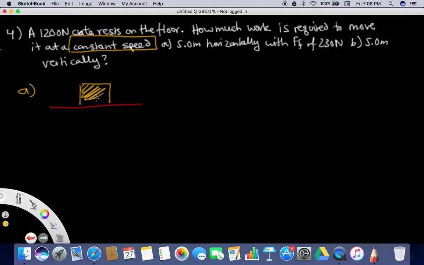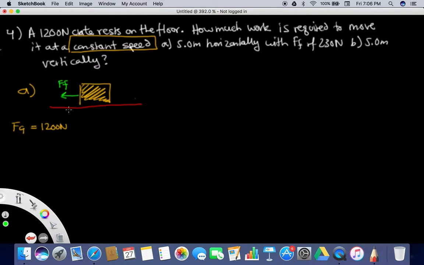So if I was to draw a quick diagram, if the red represents ground level and the orange or yellow represents the crate. We know that this crate is 1,200 newtons. We know that really its weight or its gravitational force is 1,200 newtons. They give us that right in the problem. So they tell us automatically, explicitly, that there is a frictional force of 230 newtons. So I'm just going to label this force going towards the left as our frictional force, and we know that the frictional force is 230 newtons.